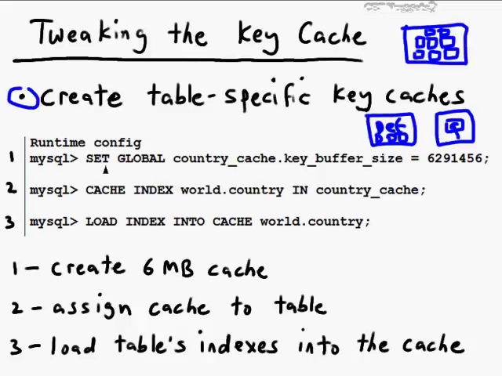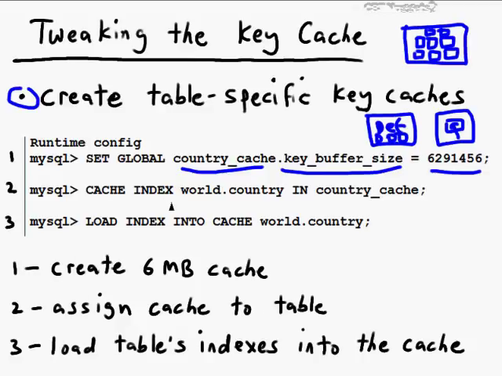Creating a custom key cache is a 3-step process. Let's take a look at the 3 steps. The first step is we create the cache, and in this example, we're creating a cache for the world.country table, and this cache is called country_cache. So to create a 6 megabyte cache, you just run from the MySQL client SET GLOBAL, the name of the cache, dot, and then this variable should look familiar because we already introduced it, key_buffer_size, and then you set the size of the cache in bytes.